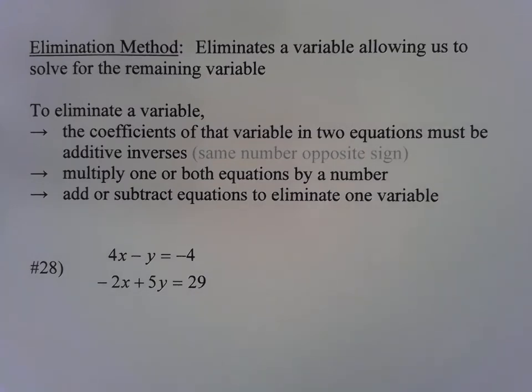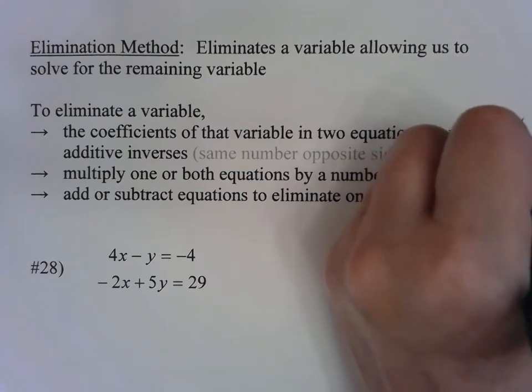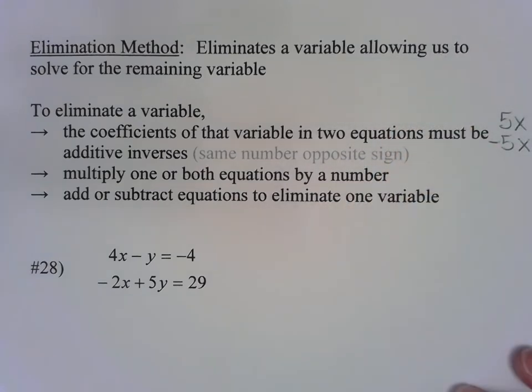So the idea is that we're going to eliminate a variable, which allows us to solve for the variables one by one. In order to eliminate a variable, the coefficients, or the numbers in front of that variable, must be additive inverses, or equal and opposite, right? So for example, we're hoping to get, say, 5x and negative 5x, equal but opposite numbers in front, so that when we add them together, they add to 0.